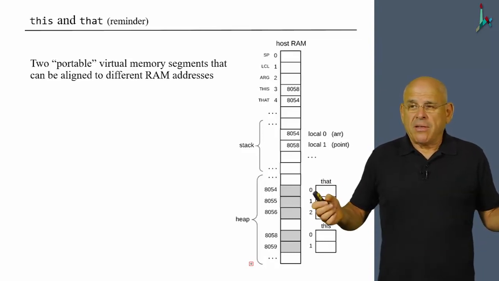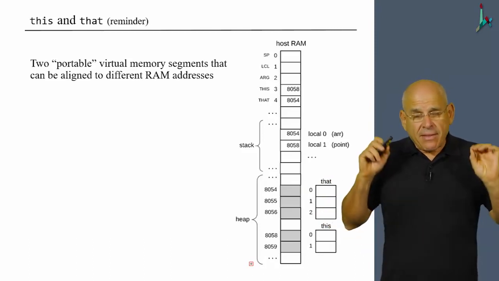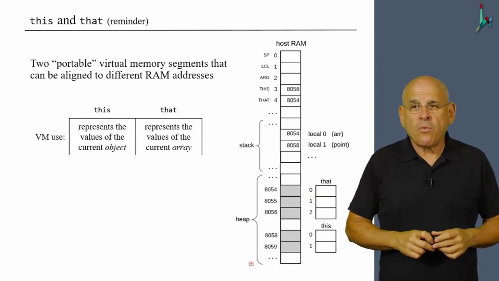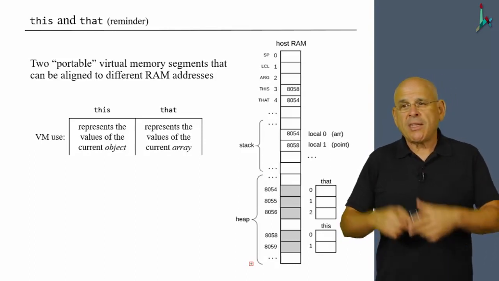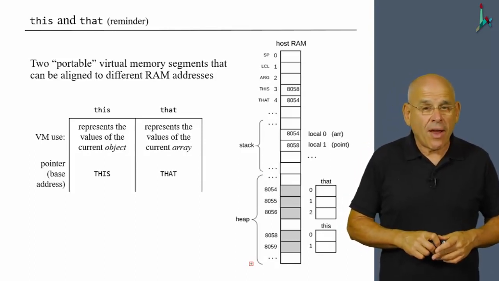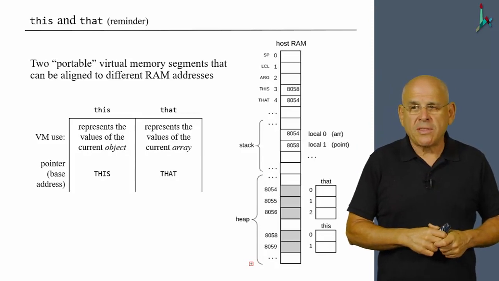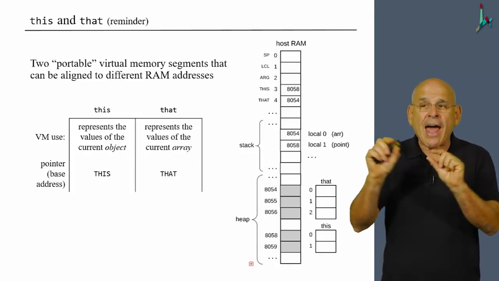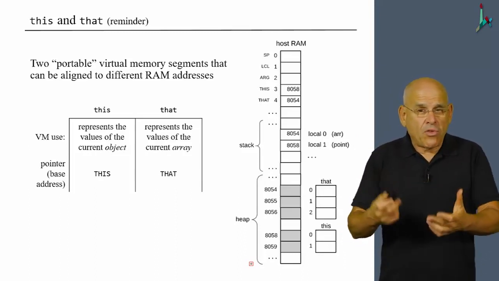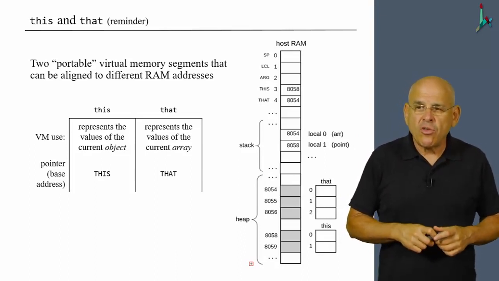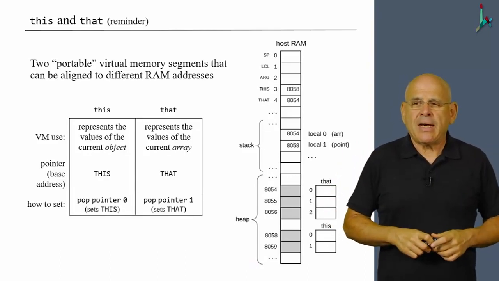Now, in general, one can use this and that for any purpose that one chooses. But if you write a VM translator, then we recommend that you use this to represent the values of the fields of the current object, and you use that to represent the values of the current array. And in order to do this, once again, we use the this and that pointers in order to align this and that wherever you want in the RAM. And the way to create this alignment is to use a certain software mechanism that we made up when we designed the VM language.